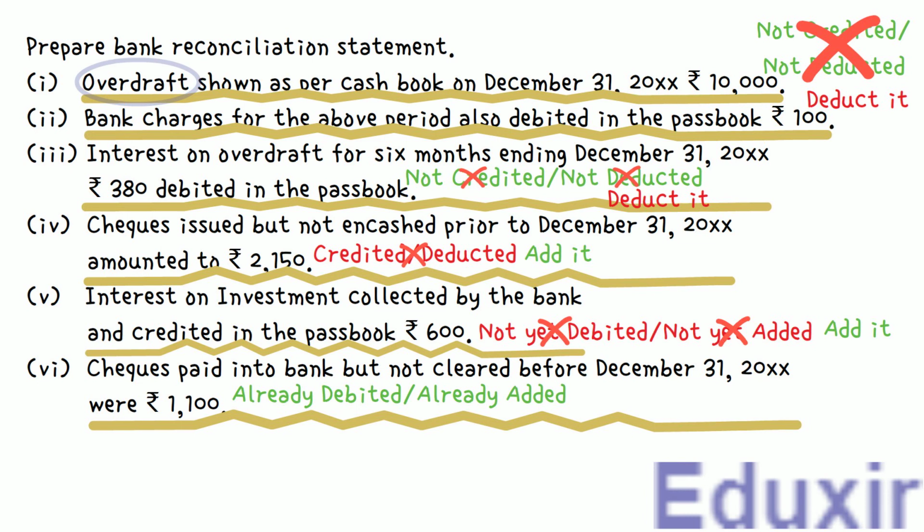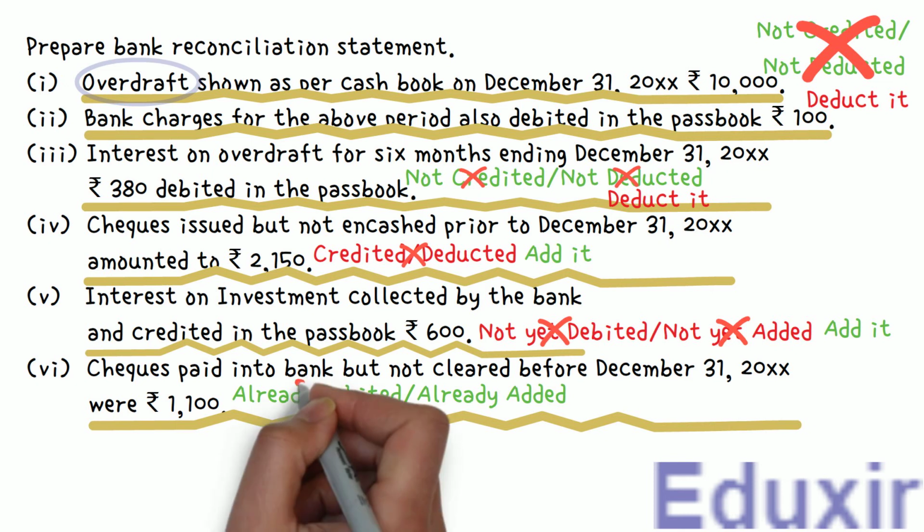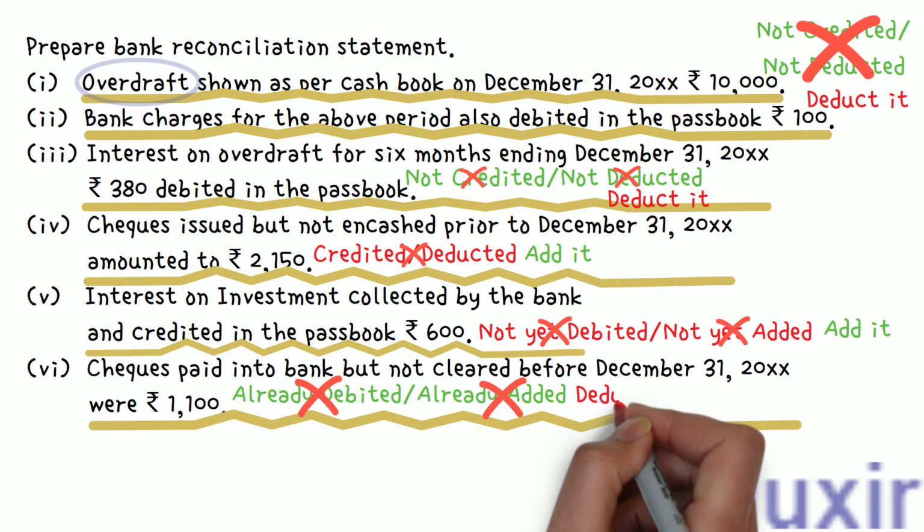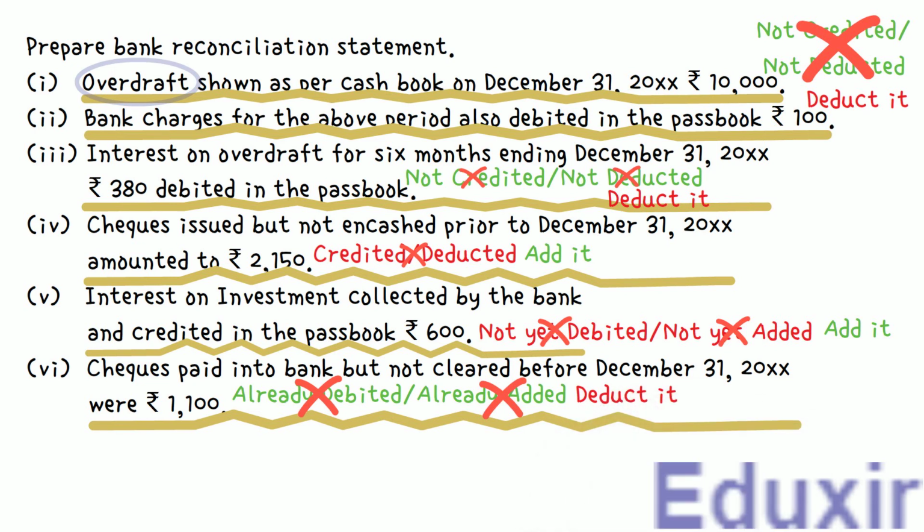However, as these checks were not cleared by the bank by the time the bank statement is received by the business, these checks amount will not be there in the bank passbook. So clearly there will be difference in the business cash book and the bank passbook balances. So we need to deduct these checks amount from the cash book balance to get the passbook balance.